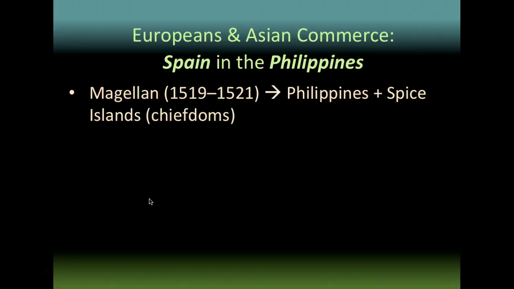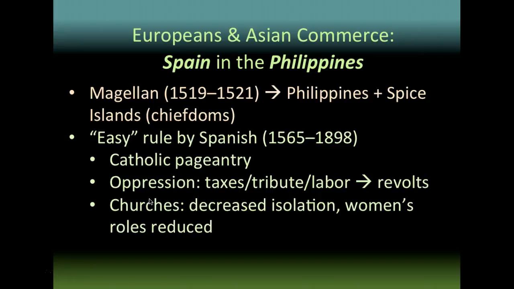And so he introduced Europe to the Spice Islands, the extraordinary islands that grew things like clove and mace and nutmeg, which are delicious for cooking and for medicinal purposes. The Spanish, when they took over, it was considered easy rule for 300 years, from 1565 till 1898. And it was considered easy for a few reasons.